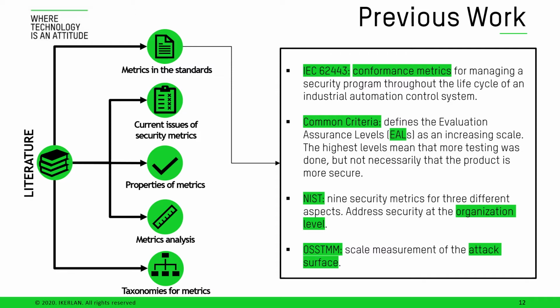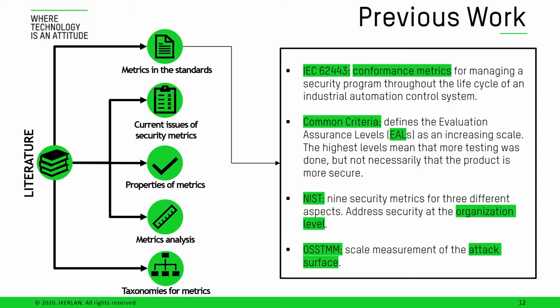On the other hand, the Common Criteria defines the Evaluation Assurance Levels, the EALs, as an increasing scale. The highest levels mean that more testing was done, but not necessarily that the product is more secure.